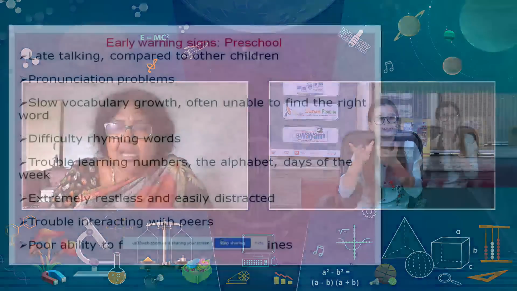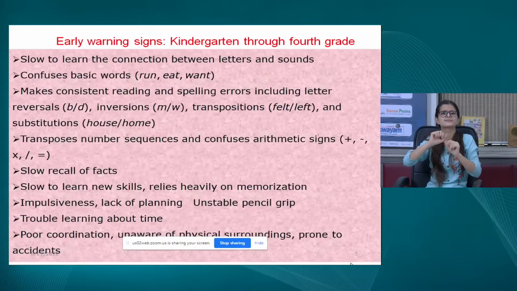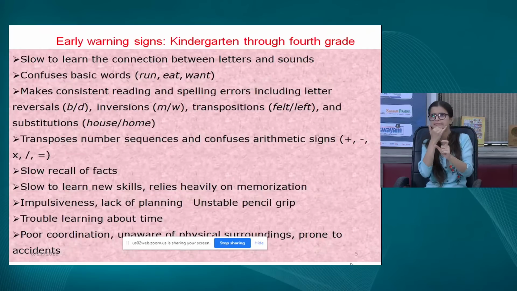And also they exhibit some kind of behavior problems, like being extremely restless and sometimes easily distracted. They have trouble interacting with the peer group. And when they go to school level, from kindergarten through this one also, when we expect them to learn certain academic skills, they have difficulty in differentiating the sounds and also the letters. Sometimes they confuse even the most common sight vocabulary words like run, eat, etc. And also they commit some reversal errors like b and d, or inversion, m and w.